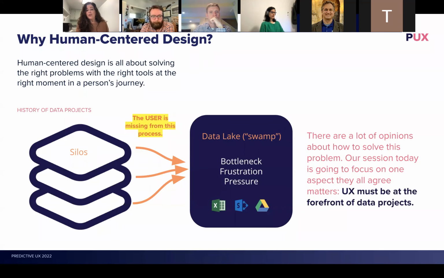So why are we so focused on human-centered design besides the fact that we're a UX agency? We think about it this way because it's about finding the right solution to the problem that a user is having at the moment that they need that solution in their journey.